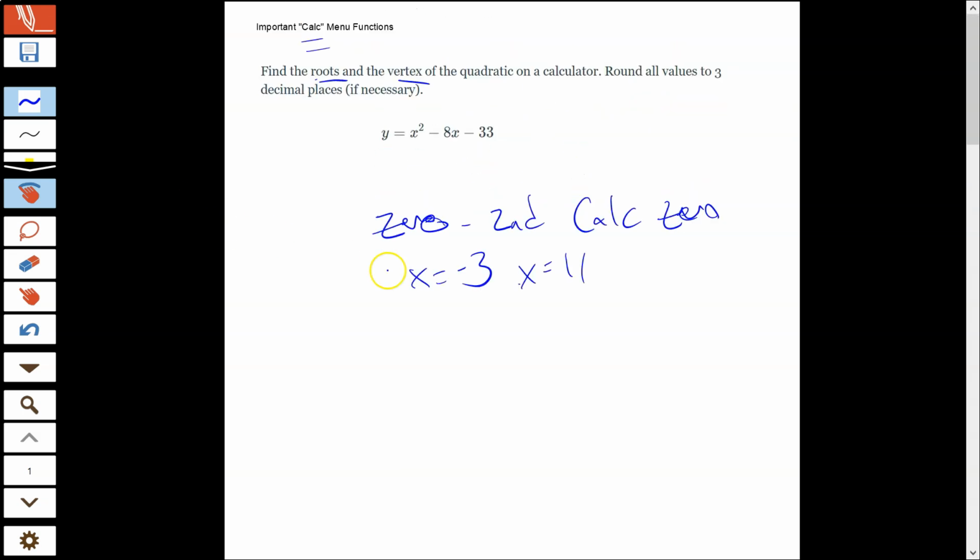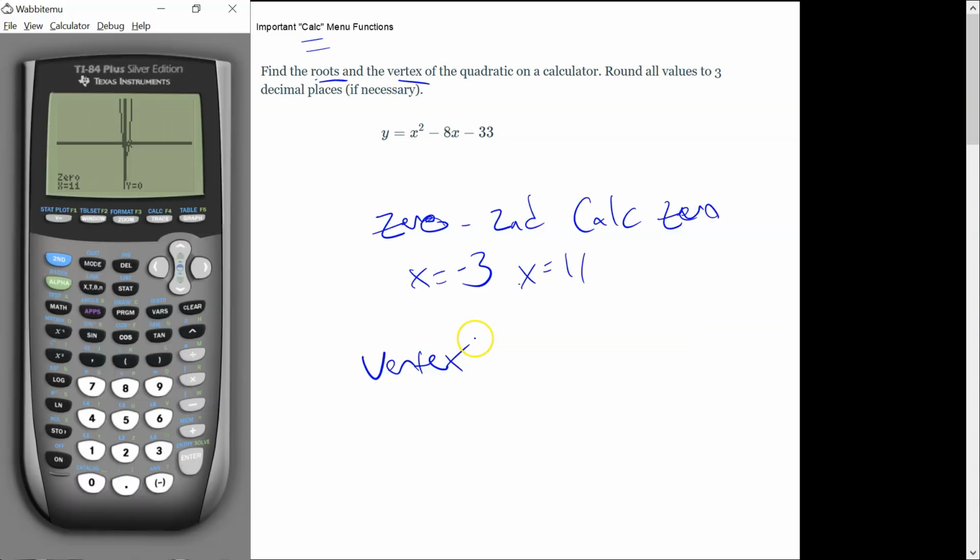And now we're going to do the vertex. The vertex is going to be the minimum or the maximum, and you have to pick here. Notice it's going to be a minimum because my parabola is upward open. So I'm going to do second calc, and this time we want a minimum. And then it's the same thing. I have to tell it where to look because some functions have more than one minimum or maximum. I want the left bound to the left of the minimum, and the right bound to the right. So left bound can be over here, and then I'm going to move over here to the right of the minimum.